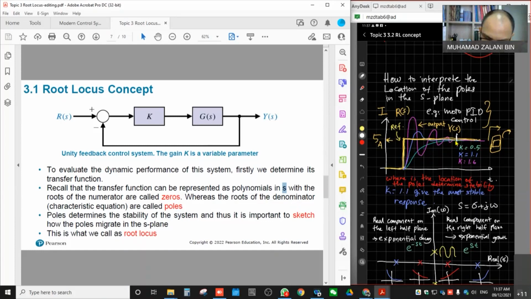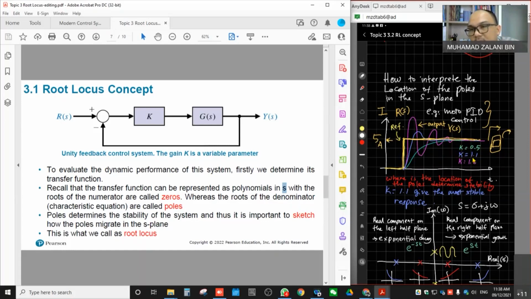Yang biru tadi, sampai kat sini dah stable lah. Dah stable kan? Yang hijau pun belakang sikit. Kat situ baru stable. Okay? So, paling stable dalam kes ni adalah yang mana? Yang biru. Yang biru ni adalah yang response yang paling stable.